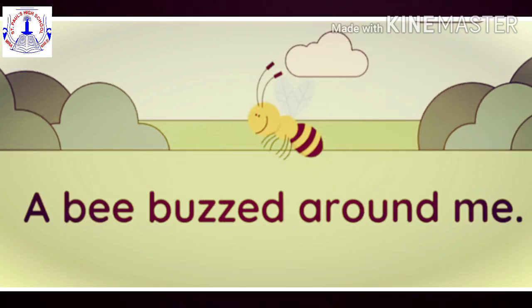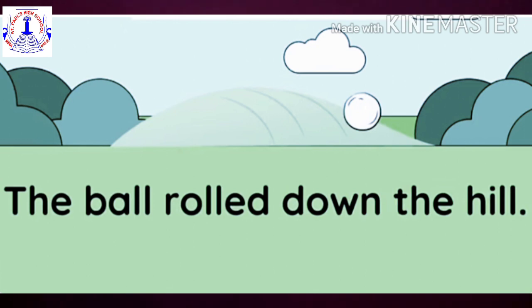Next sentence, a bee buzzed around me. Here, a bee is the subject because it is the doer of the action, and buzzed around me is a predicate because this part of the sentence tells what the bee did. Let's try one more. The ball rolled down the hill. Here, the ball is the subject because it is the doer of the action, and rolled down the hill is the predicate because it tells what the ball did.